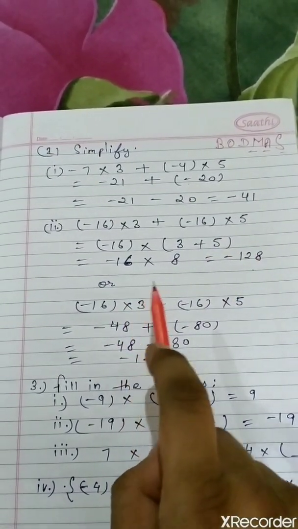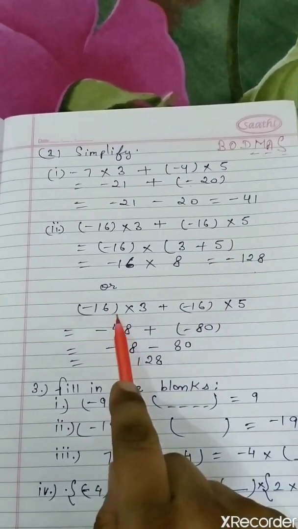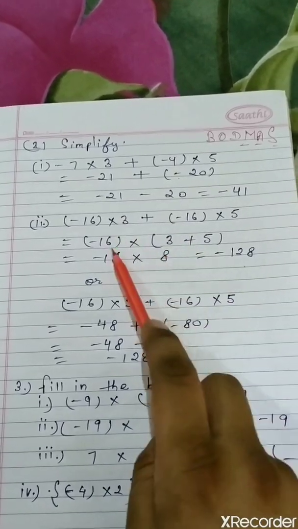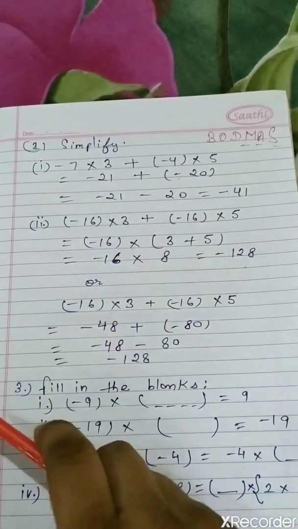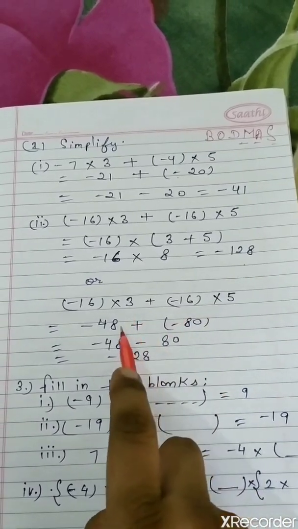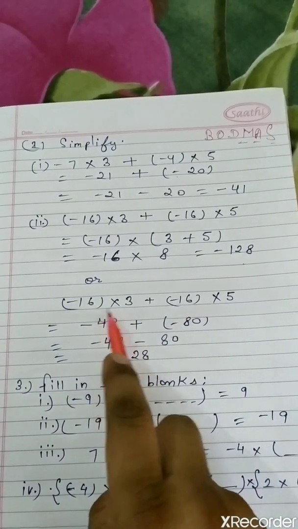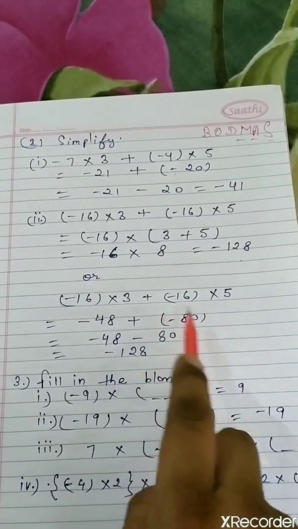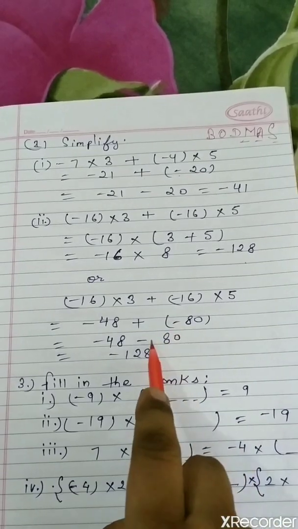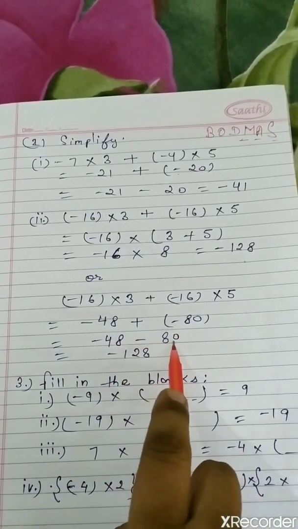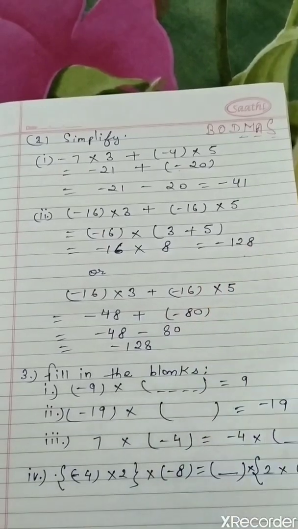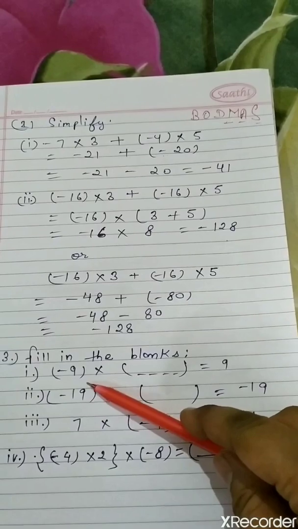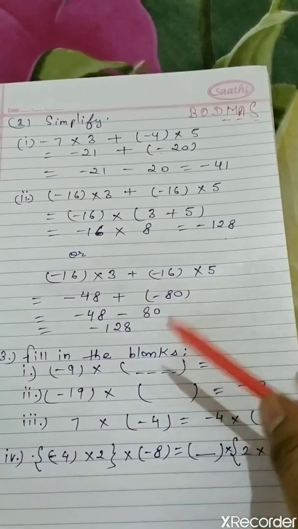Next, the second method of this question, without taking common. In this method we are actually using the distributive property. Minus 16 into 3 is minus 48 and minus 16 into 5 is minus 80. And then we add both numbers, minus 48 and minus 80 is minus 128. Now some questions based on the properties of integers. Minus 9 into what? Minus 1 only, it will be minus 1 here.